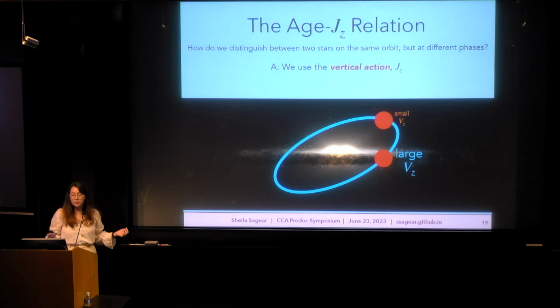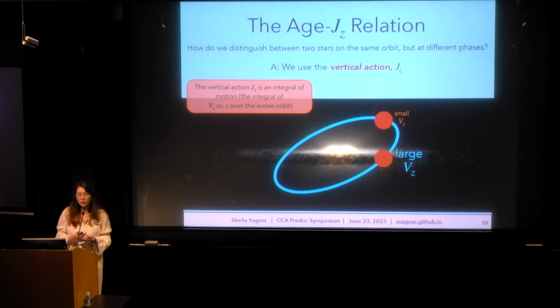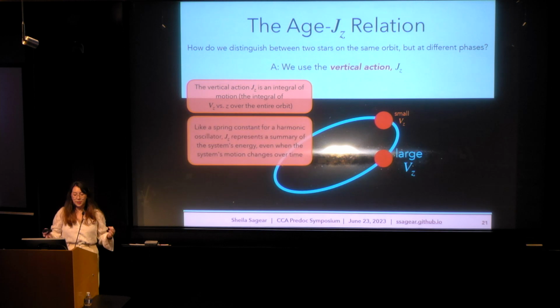How do we get around that? We use something actually called the vertical action instead of something like the velocity dispersion. So I'll explain what that is. The vertical action, we call it JZ, is an integral of motion equal to the integral of the vertical velocity versus the vertical position over the entire orbit. So what does that mean?